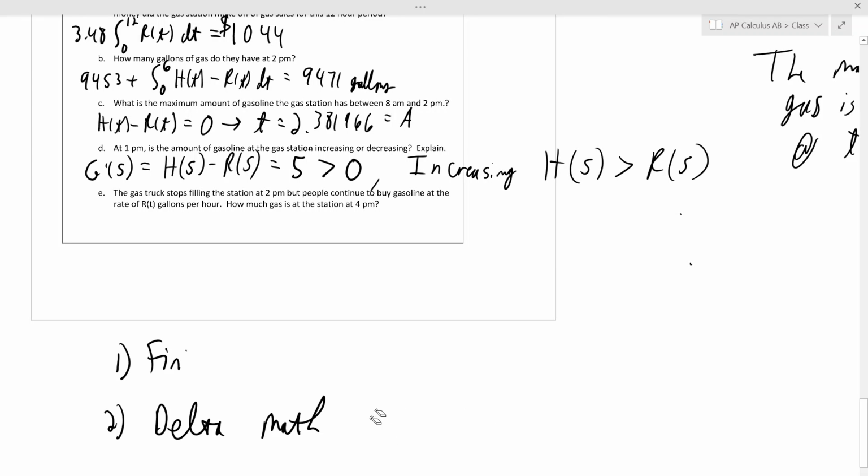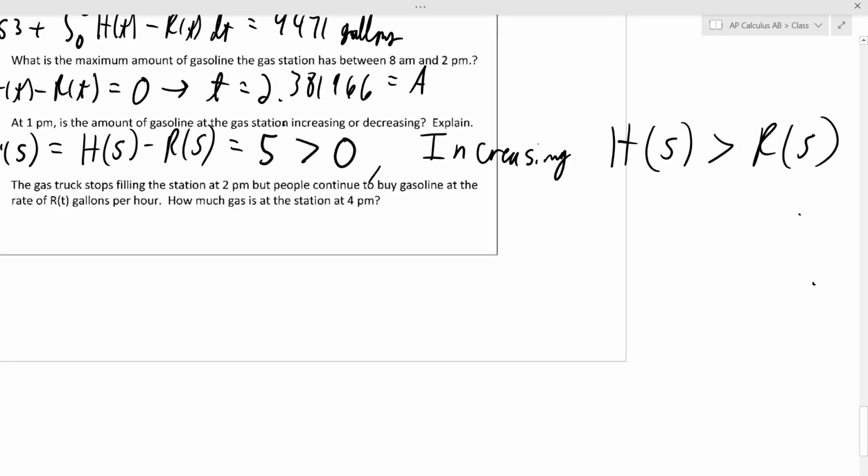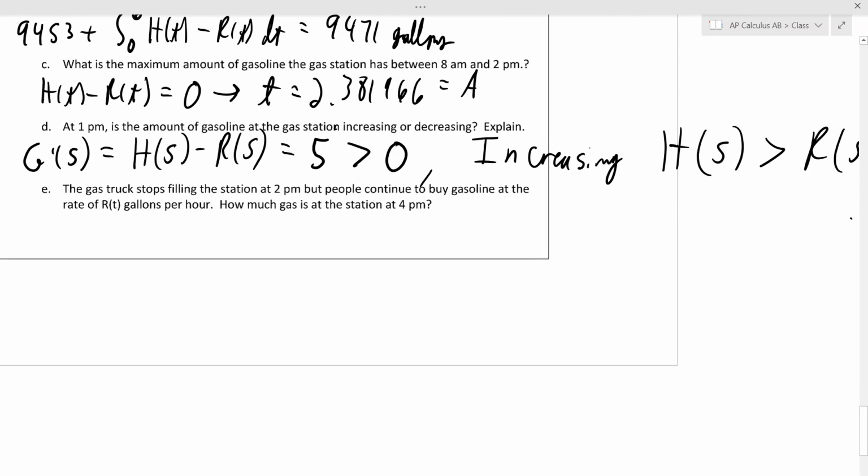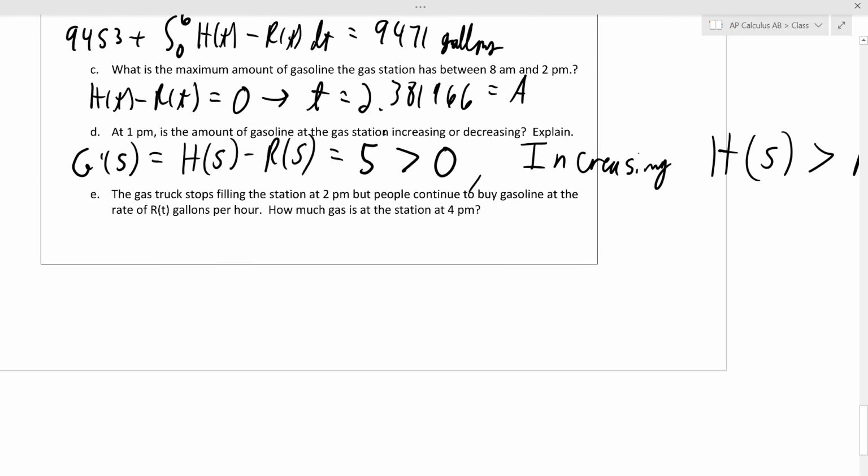Cool. And then the very last question says, the gas truck stops filling at 2, but people continue to buy the gas. How much gas is at the station at 4? So it's 2 hours after we close. So all we need is another amount function that is based off our derivative that just has gas going out, not in. So G of T, it's kind of a piecewise function for T greater than 6, right? Remember, so we're taking gas out up until 6, but then our rate of change has to change.